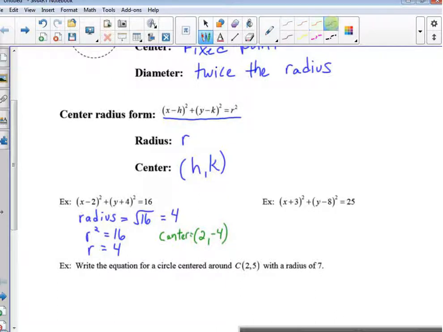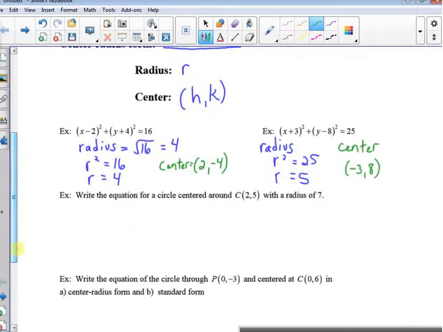Next one, the radius, or r squared, is equal to 25. So the radius itself is equal to 5. And then the center is negative 3, 8.